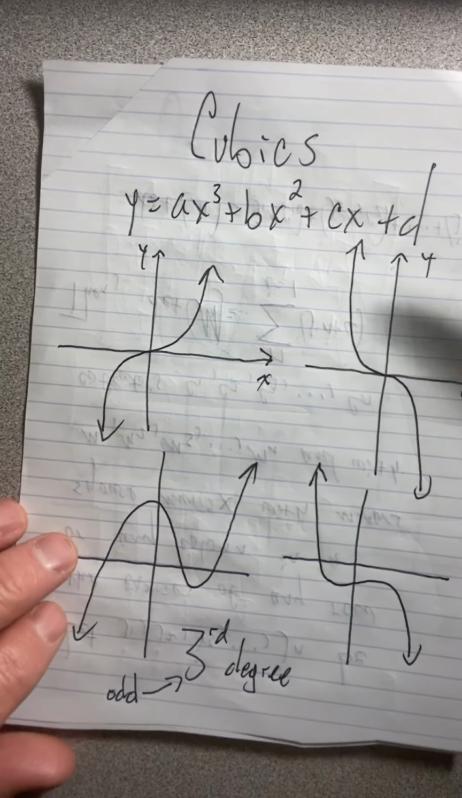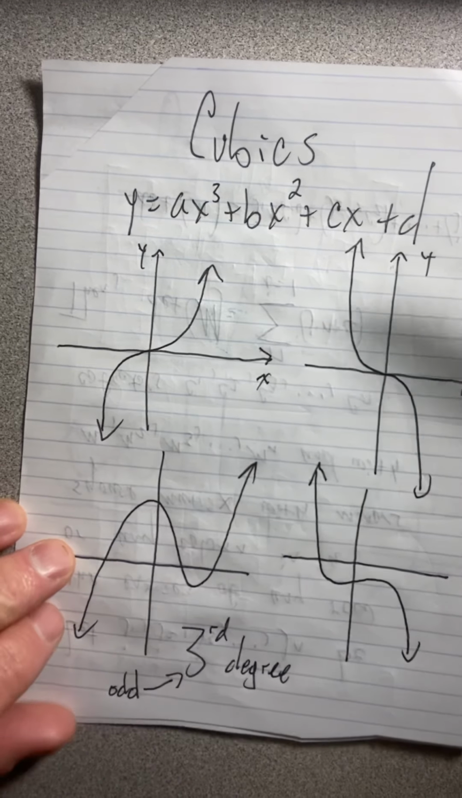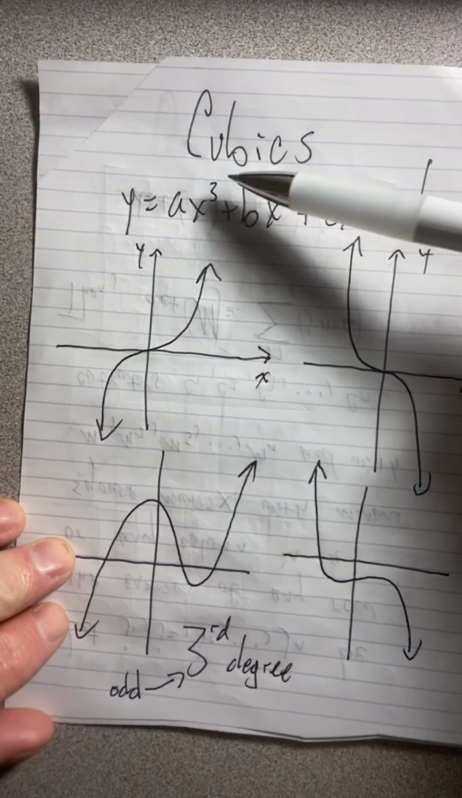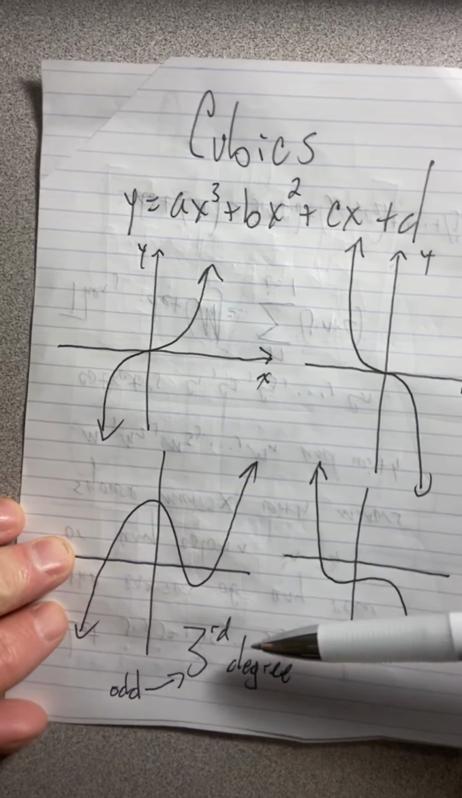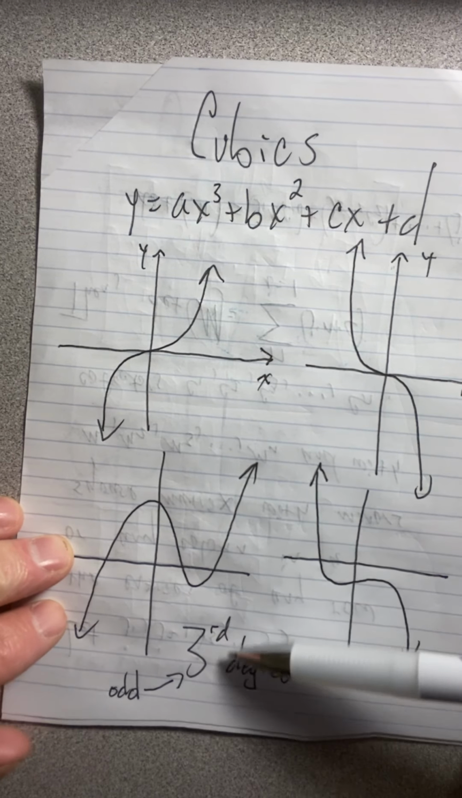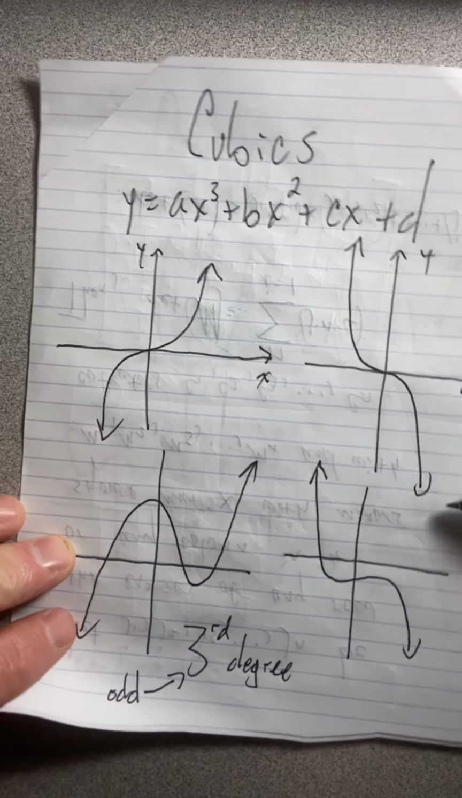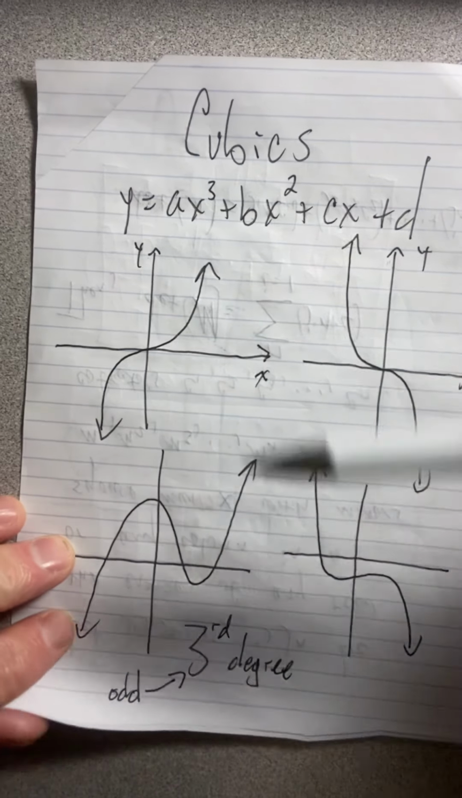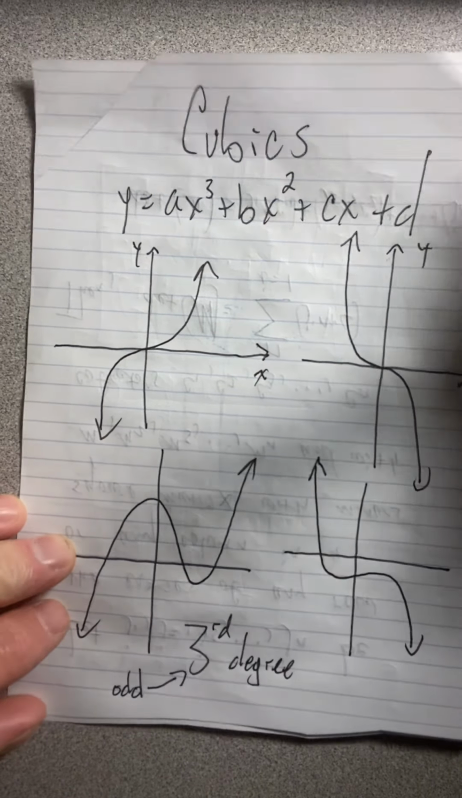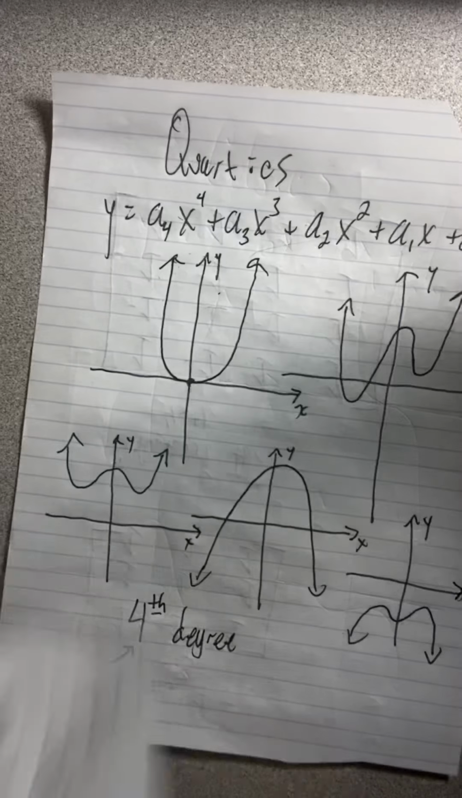Here's a cubic, here are some cubics. And that means that the highest power is 3. So it's a third degree. Again, that's an odd number. And look, opposite behavior all the time. All of them have opposite end behavior. So, wonder if there's a pattern.